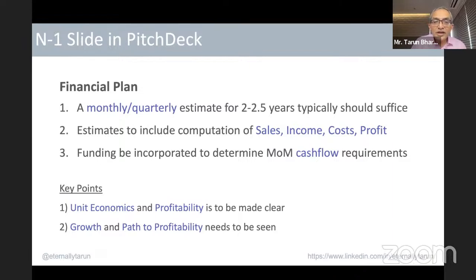So any questions right now at this stage, specifically when we talk about funding, valuations, or making a financial plan? No, sir, I don't see any questions coming across.